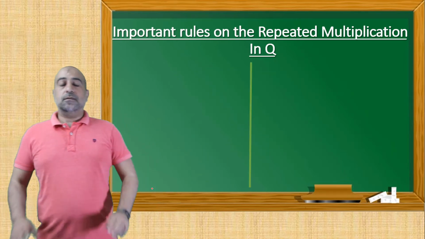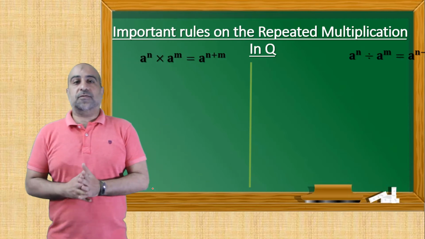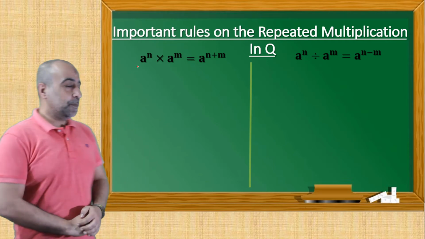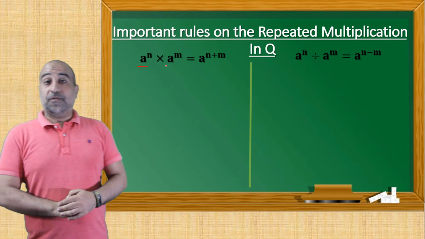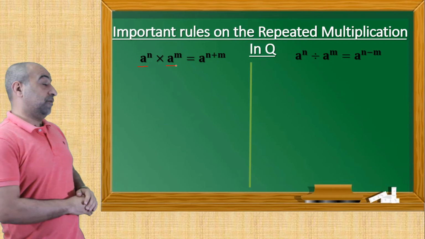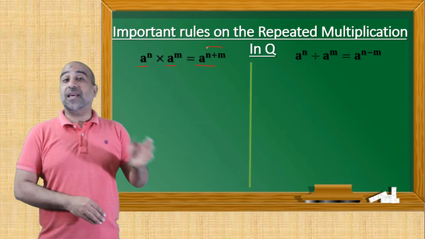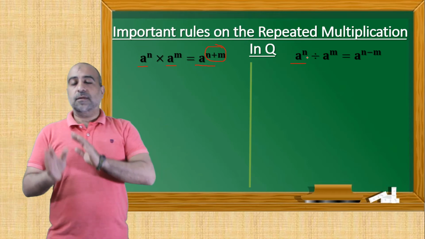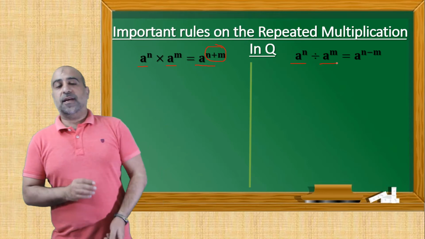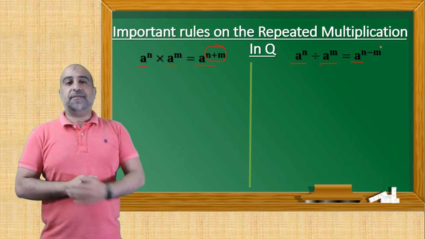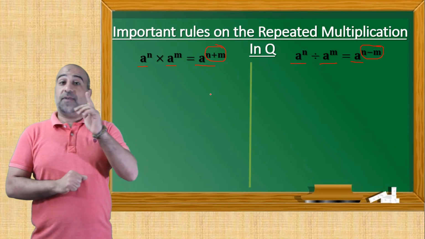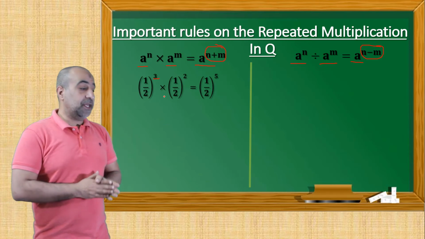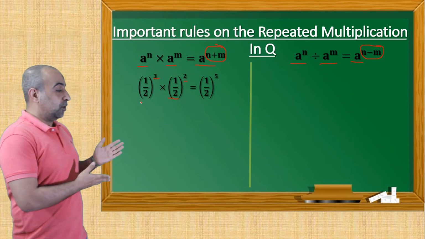Let's apply the rules of multiplication and division of the integers on the rational numbers. Now, a^n, let's remember it. a^n times a^m equals a^(n+m). And on the other side, a^n divided by a^m equals a^(n-m). For example, (1/2)^3 times (1/2)^2.